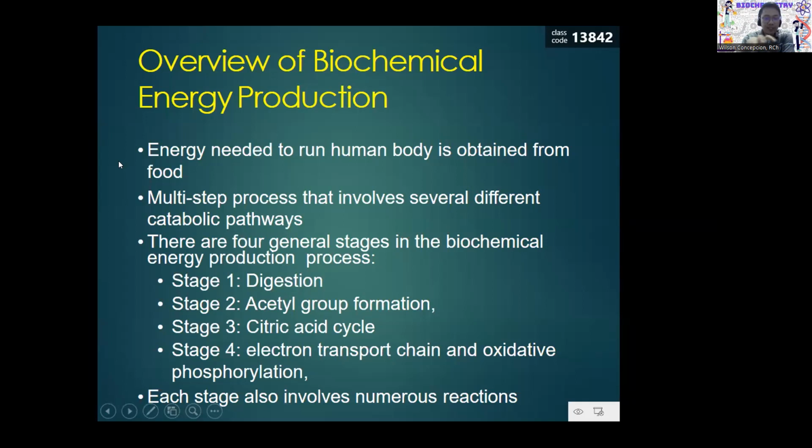So, the steps in the citric acid cycle, the steps in acetyl group formation, it involves numerous reactions. Ibig sabihin, sequence of reactions. Last week, very simple lang yung ginawa natin. From glucose, naging monosaccharides, then monosaccharides, naging acetyl-CoA. It's very simple. Meron pang pinagdaanan na process. There are different steps on that, and there are many reactions on that. Yung topics natin for today.